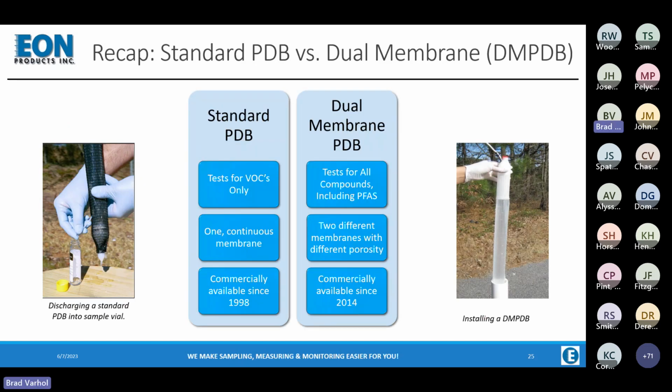A quick recap: standard PDBs versus dual membrane. Standard PDBs test for VOCs only. It's a single membrane, and they've been commercially available for the last 25 years, since 1998.